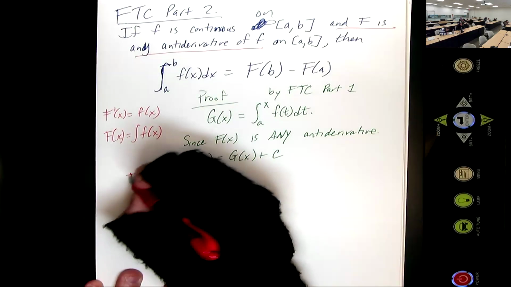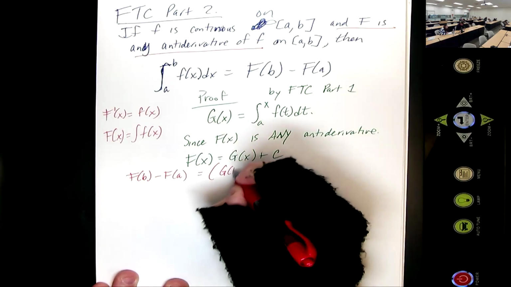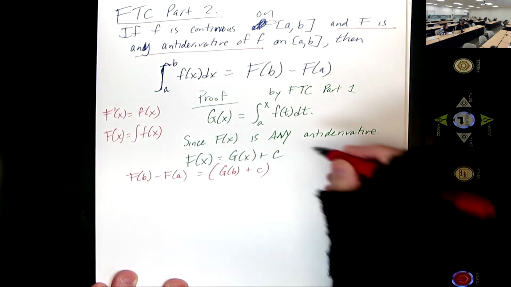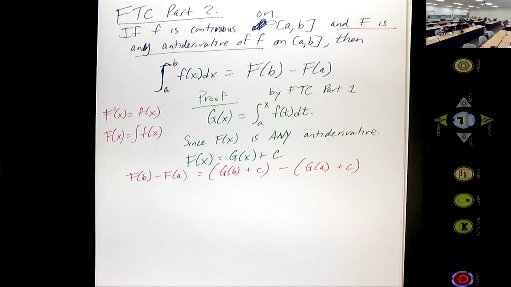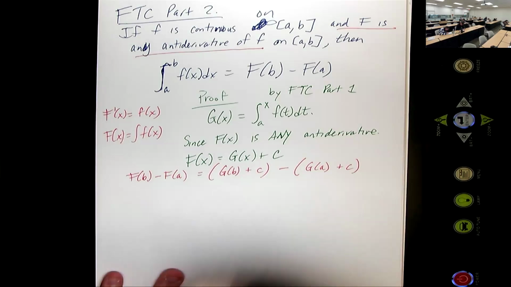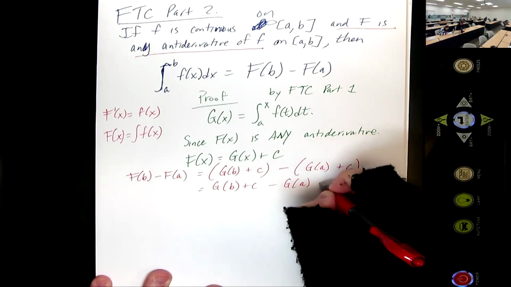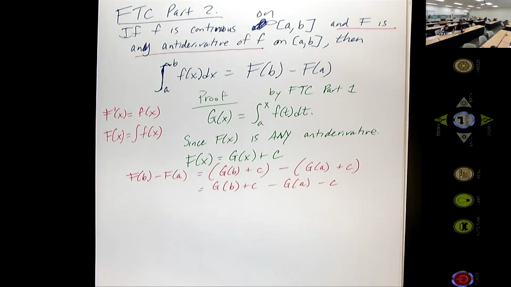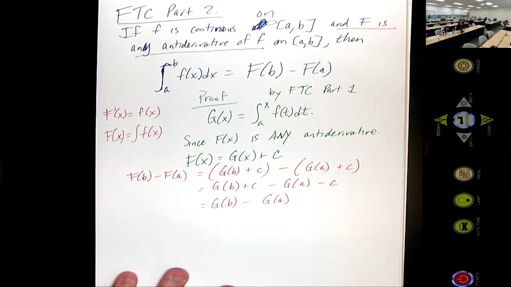Well, if I do F of b minus F of a, I have G of b plus C minus G of a plus C. And we distribute, we've got G of b plus C minus G of a minus C, which is G of b minus G of a.